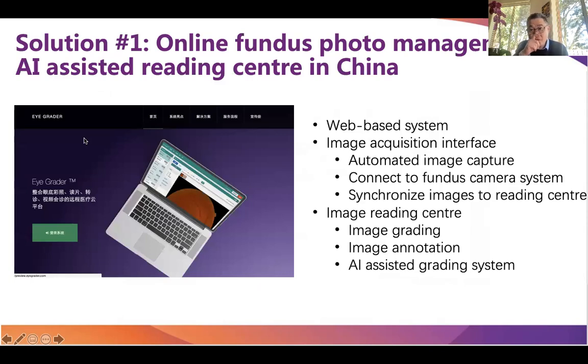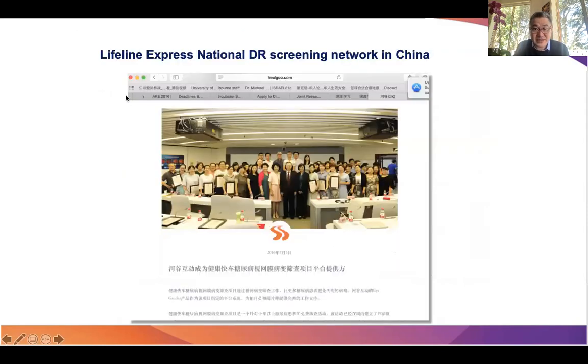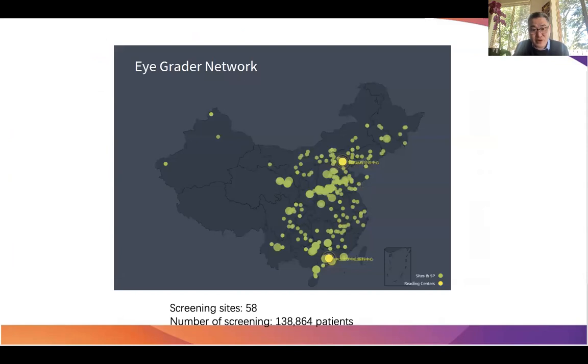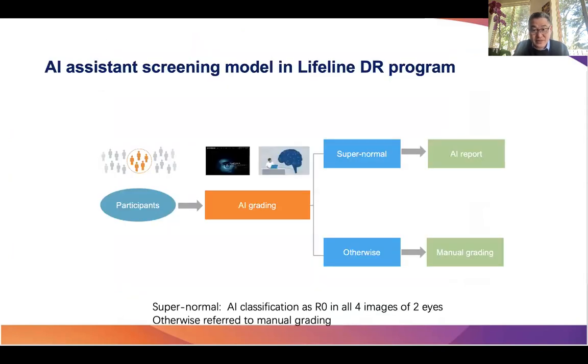So we work with our partners in China to deploy this artificial intelligence and create a model. We call it an assisted reading center. This is a countrywide, nationwide DR screening program. We are talking about a huge amount of people being screened by the diabetic retinopathy program, 140,000 per year. So the challenge is how to grade all these images generated in the screening program.